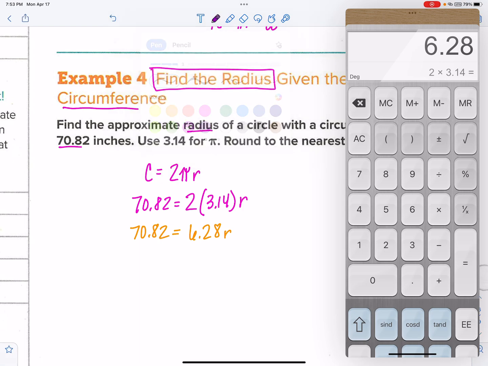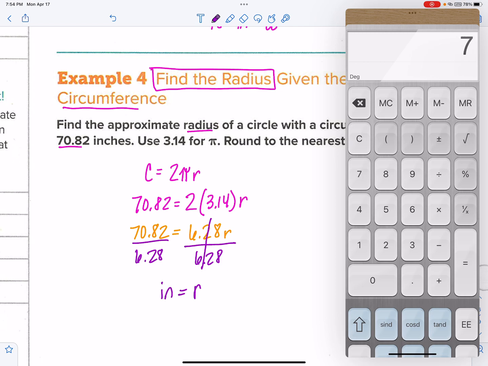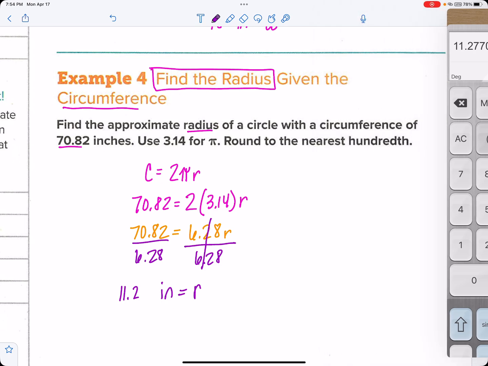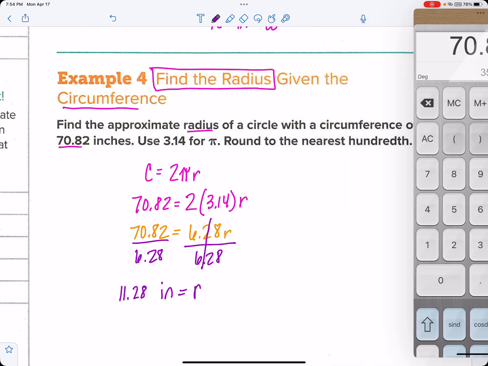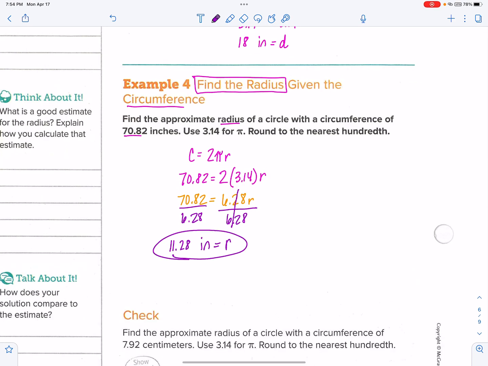Isolate the variable. Let's go ahead and divide by 6.28, both sides. And then this is going to create one whole, and we're left with the radius is a certain amount of inches. Let's see what that is. 70.82 divided by 6.28, and we get a radius of about 11.28 inches, rounded to the hundredth. Okay, that is the radius. Just for the purpose of double checking, 11.28 times 3.14 times 2 equals about 70.82, perfect, good. All right, and so there we go. Circle my answer. That's what my radius is.